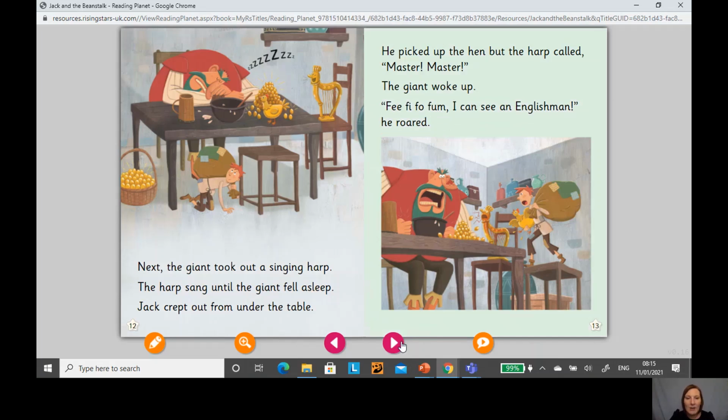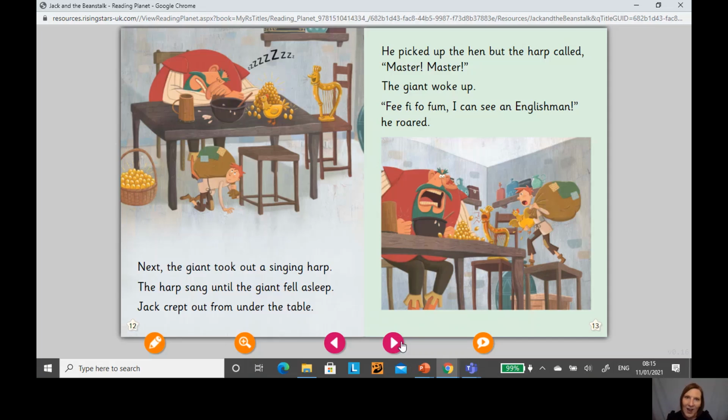Next, the giant took out a singing harp. The harp sang until the giant fell asleep. Jack crept from under the table. He picked up the hen, but the harp called out, "Master, master!" And the giant woke up. "Fee, fi, fo, fum, I can see an Englishman," he roared.